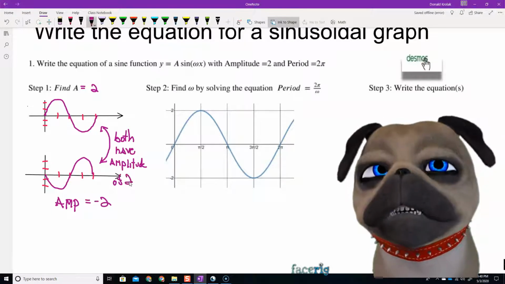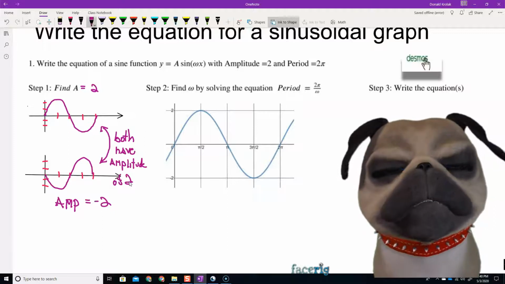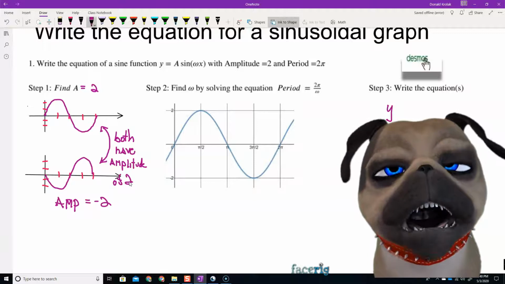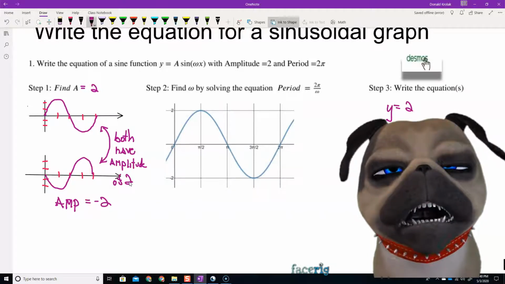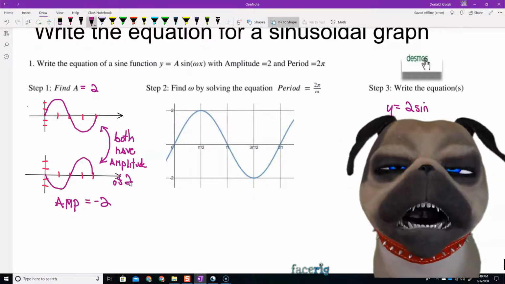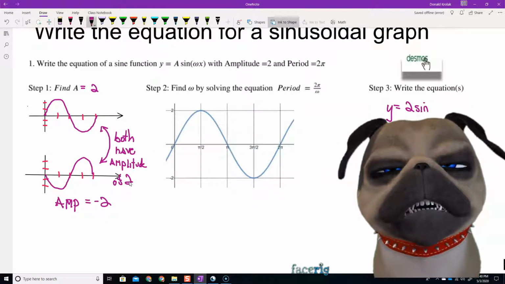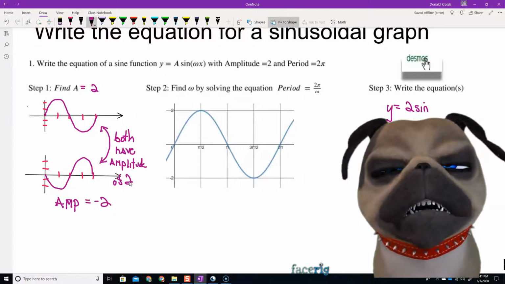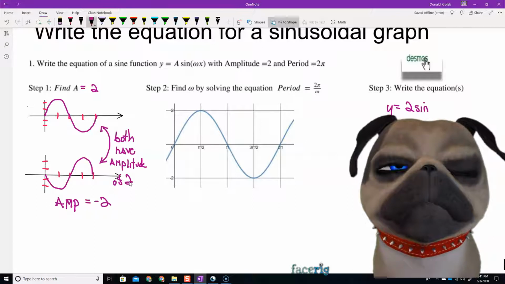Of 2. So when we write these equations here, we're going to actually have y equals +2, and this is a sine graph. And then we're going to have another graph, y equals -2. So there'll be a positive and a negative.